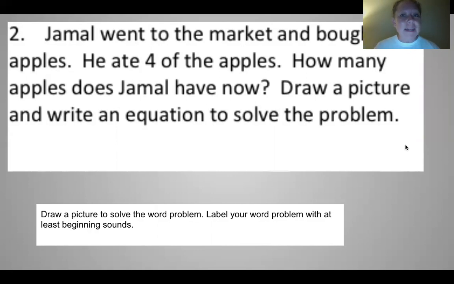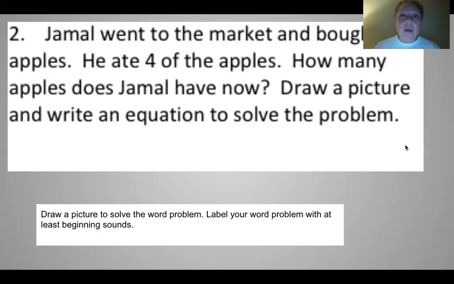Turn and talk to somebody close to you and tell them what you think a market is. Let's see who got it right. A market is kind of like a grocery store. Sometimes markets can be smaller than like Walmart when we go to that grocery store.